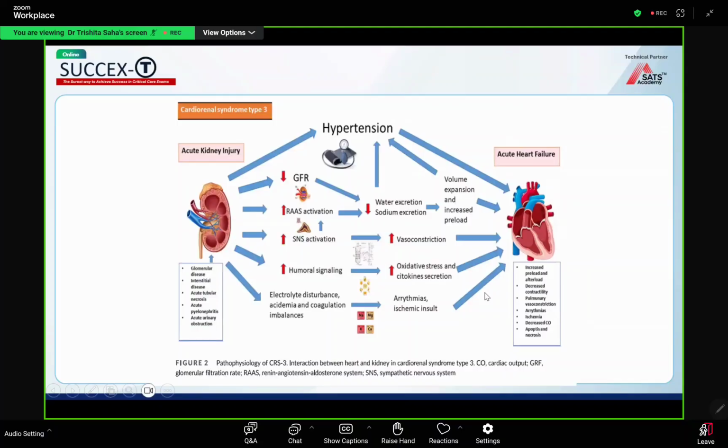Then type 3, where acute kidney injury leads to acute heart failure. Here there is decrease in GFR, increase in RAS activation, sympathetic activation, humoral signaling, electrolyte imbalance, acidemia, coagulation imbalance. The RAS activation leads to decrease in water excretion, sodium excretion, increase in vasoconstriction, oxidative stress, cytokine secretions, arrhythmia, ischemic insult, which in turn leads to increased preload and afterload, decreased contractility, pulmonary vasoconstriction, decreased cardiac output, ultimately leading to acute heart failure.